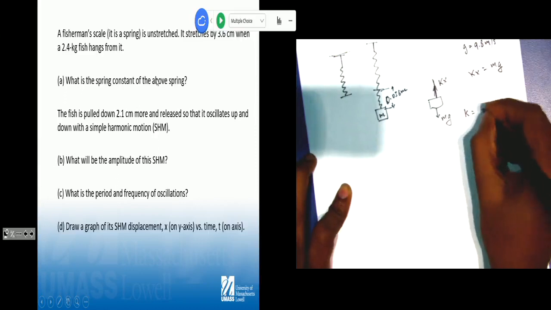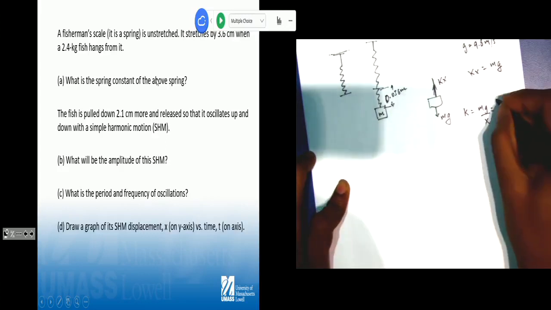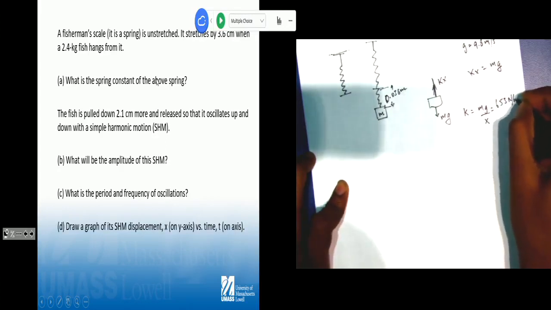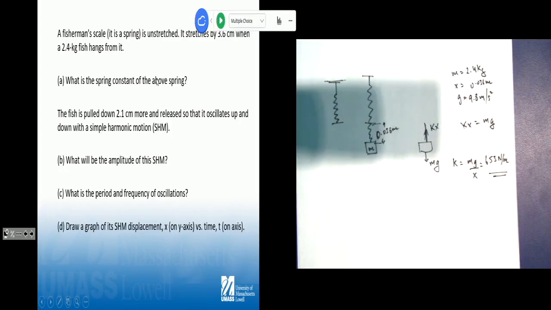Substitute for k, and you should get that much, right? 653 newtons per meter. The point here is this is equilibrium, right? Because we've used the fact that mg must equal kx, the stretch in the spring, for this system to be at rest. And equilibrium is defined as the location where net force is 0, right? So this is equilibrium.